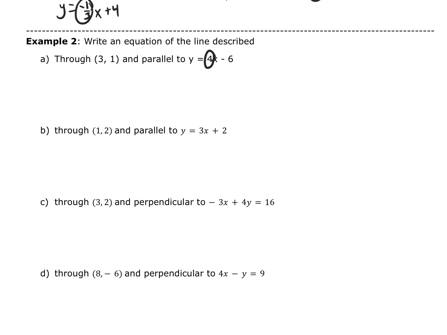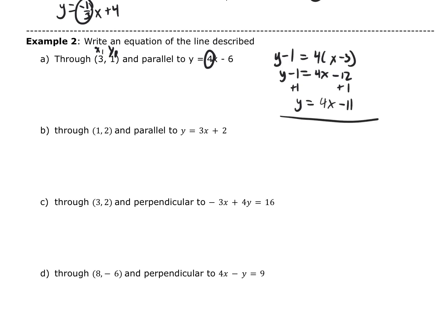Okay, so now that I have the slope of 4, I can use point slope form to do y minus 1 equals 4 parentheses x minus 3, because I just plug in the 1 for my y sub 1 and my 3 is my x sub 1 in the point slope form to get that set up. Distribute the 4, so 4x minus 12, and then add 1 to both sides, and I get 4x minus 11. And that is my answer.